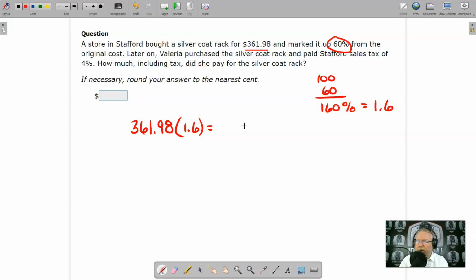So 361.98, we're going to multiply that times 1.6. And that's going to give us $579.168. Again, I'm going to leave this 8 on here. Instead of rounding, I will do my rounding to the nearest cent at the end. So this is what she's paying for it. This is the price that she pays.